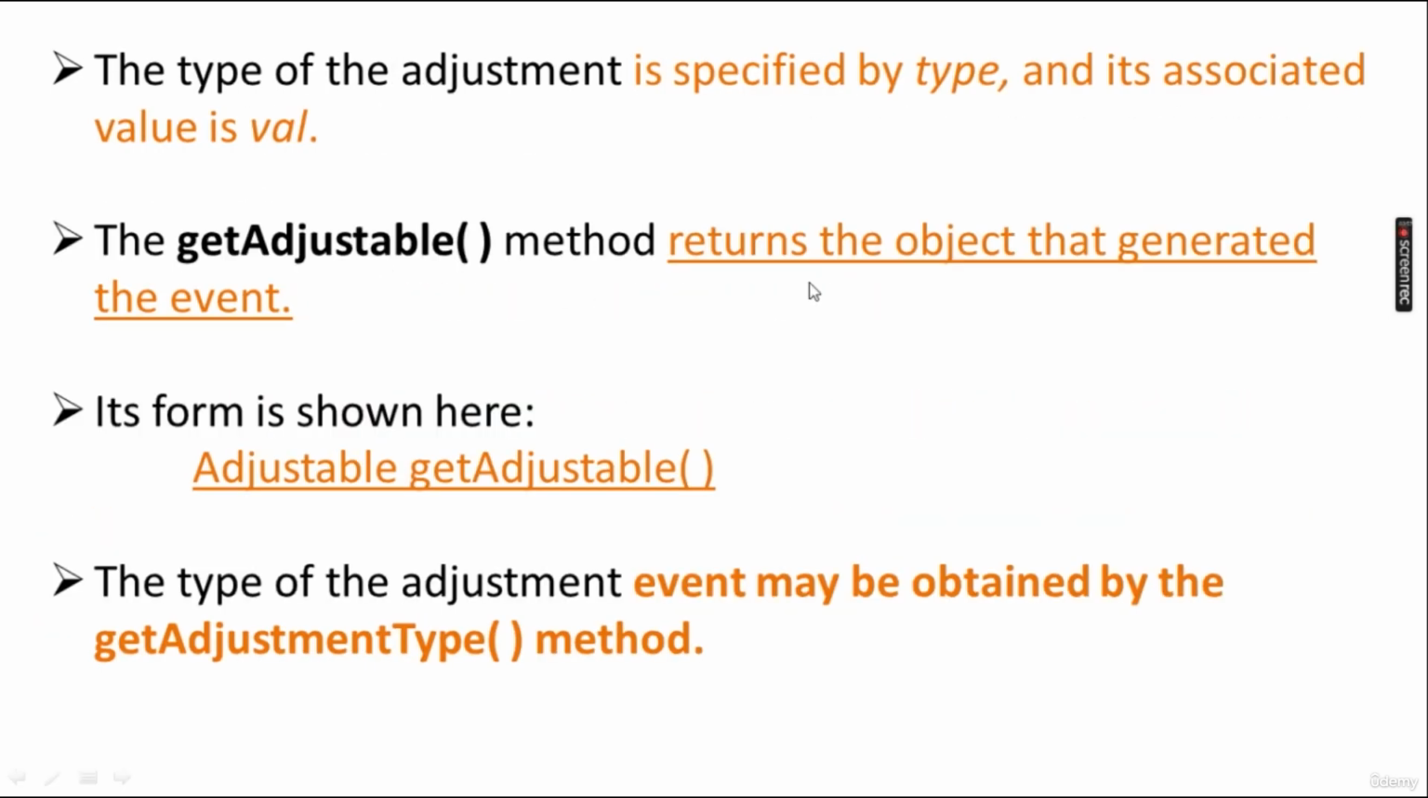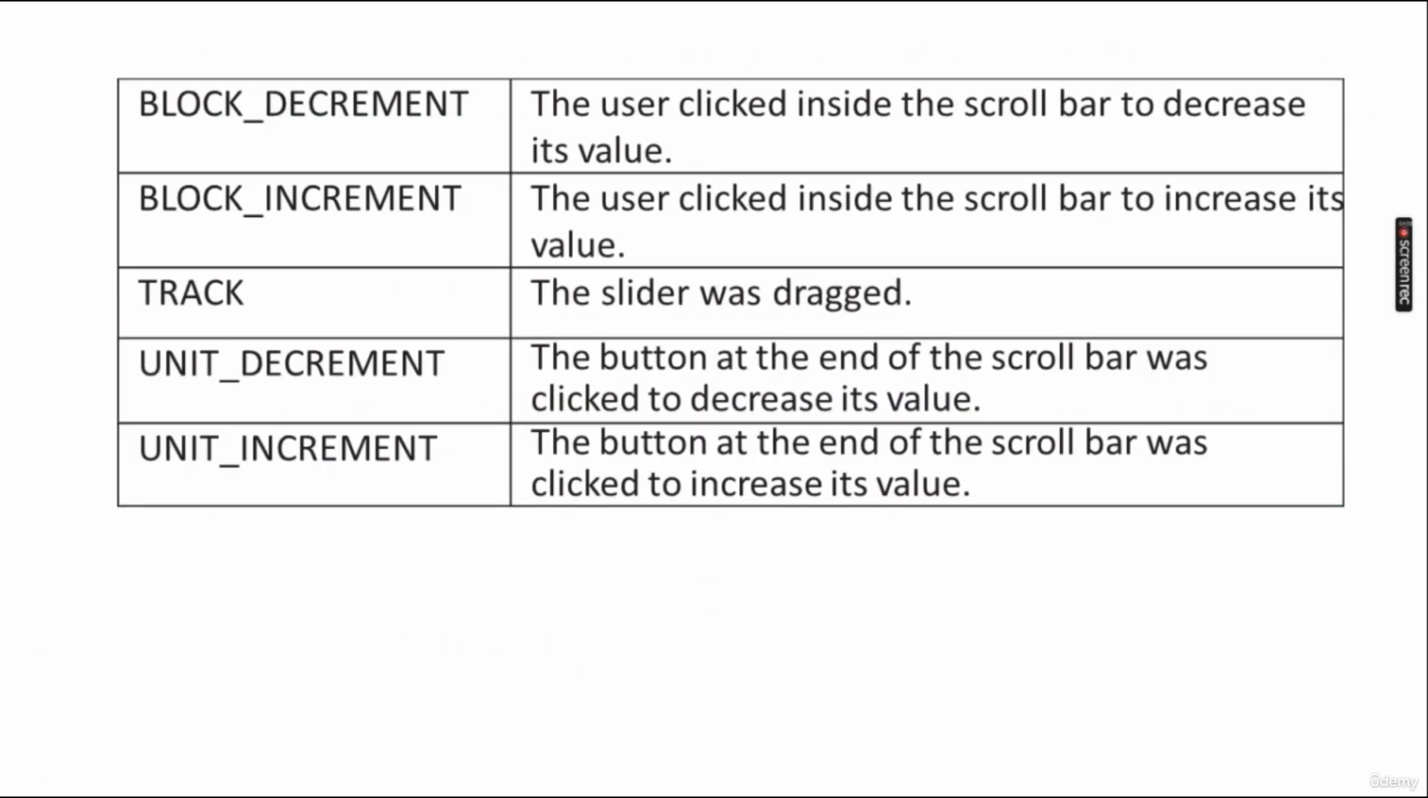The getAdjustable method returns the object that generated the event. getAdjustable will give you the object that generated the event. Its form is shown here, Adjustable getAdjustable. Okay, so it will give you the adjustable object. The type of adjustment event may be obtained by getAdjustmentType. So that is how to get the adjustable object using the getAdjustable method, and how to get the type of the adjustment using the getAdjustmentType method. And what important things you have to remember are these five constants.